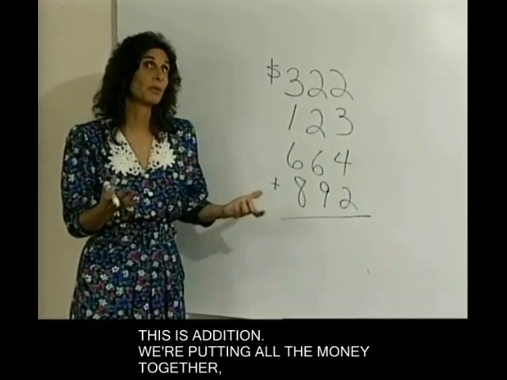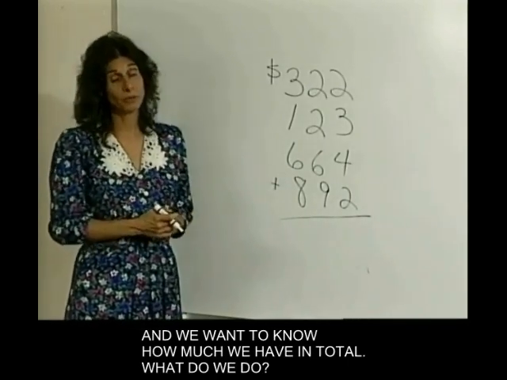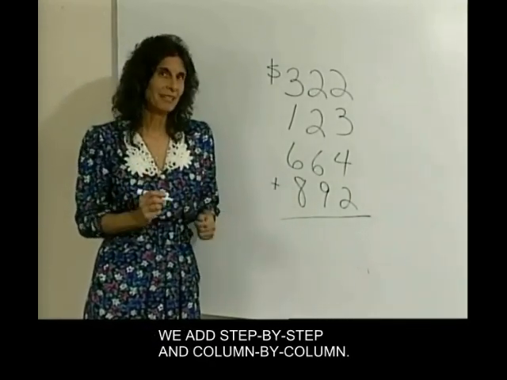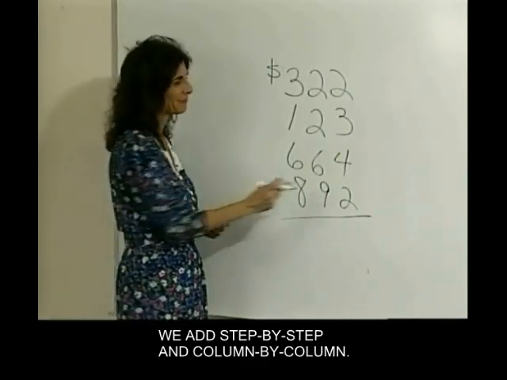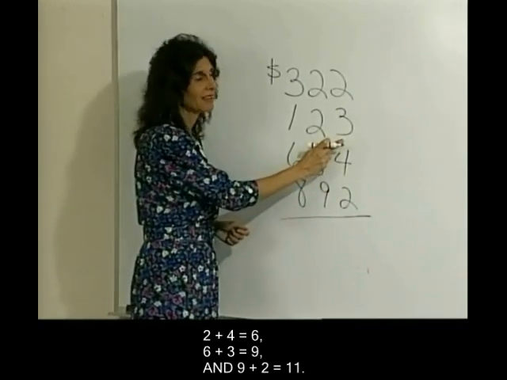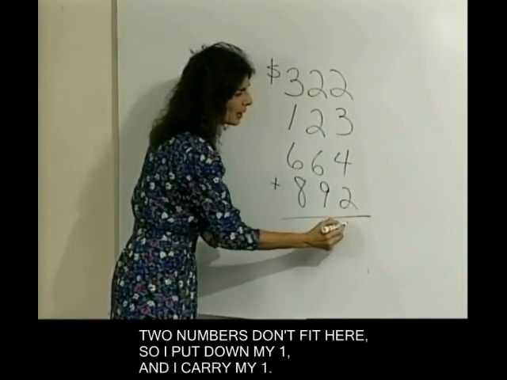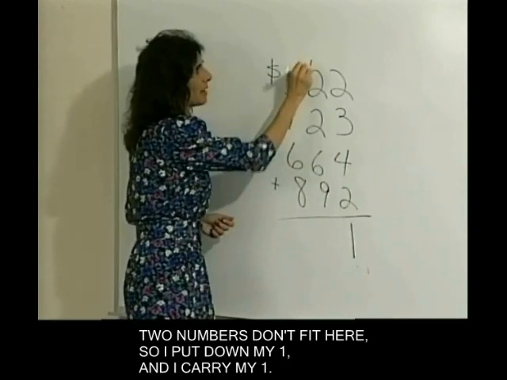This is addition. We're putting all the money together. We want to know how much we have in total. What do we do? We add step by step and column by column. 2 plus 4 is 6. 6 plus 3 is 9. And 9 plus 2 is 11. Two numbers don't fit here, so I put down my 1 and I carry my 1.